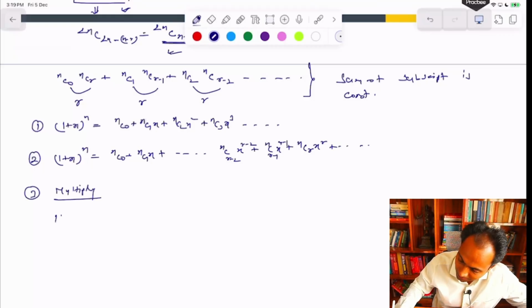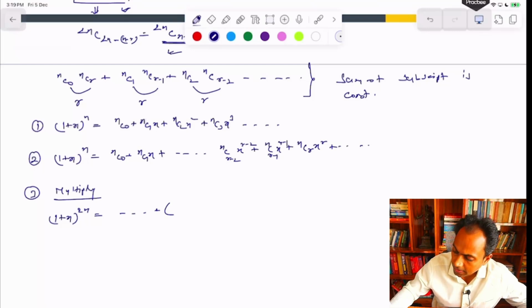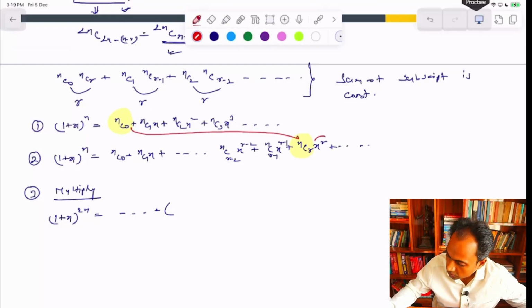If I multiply, the left hand side would be (1 plus x) raised to the power 2n only. There would be multiple terms, but we want a term in which nC0 is getting multiplied to nCr. You can see that if this multiplication happens, the coefficient of x will become r. So let us write this down. So this becomes x raised to the power r.